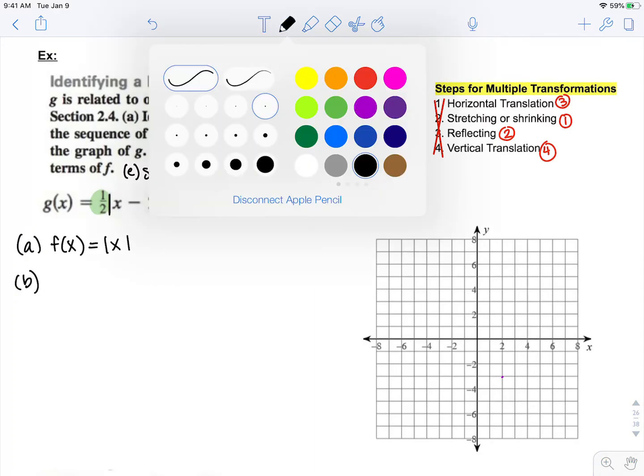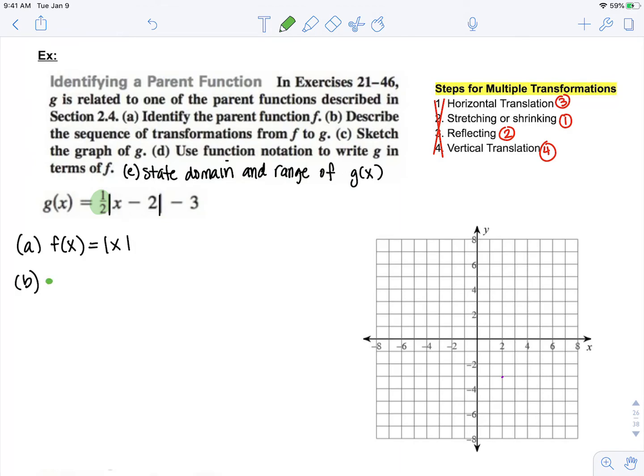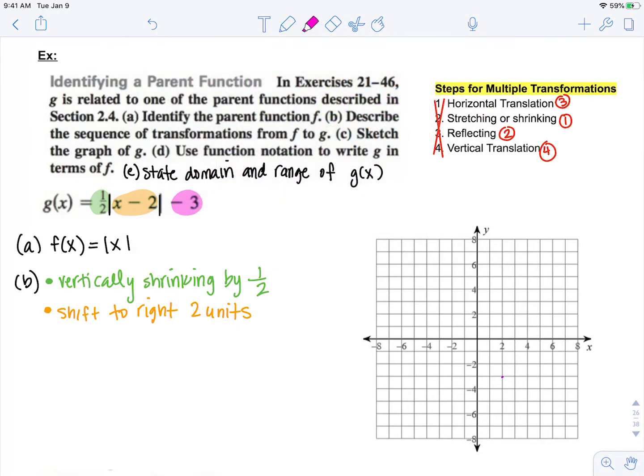Well, this 1/2 in front means we are vertically shrinking by 1/2. Subtracting this 2 from our x means we're shifting to the right 2 units. And subtracting 3 on the end means we shift down 3 units. So we have these 3 transformations.